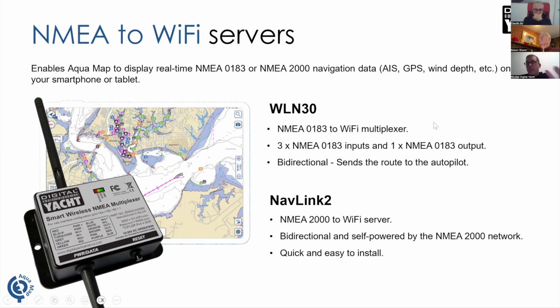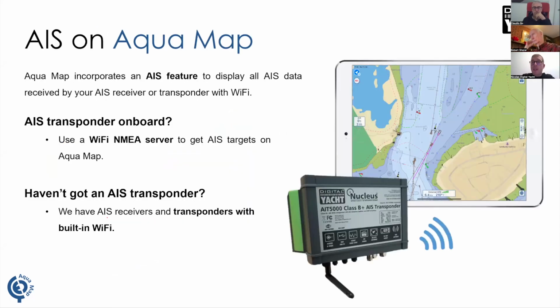But it also has a few inputs, so you can connect different NMEA 183 sensors onto the WLN30. However, a beauty also of using a tablet now with an app like AquaMap is you can actually display AIS targets.